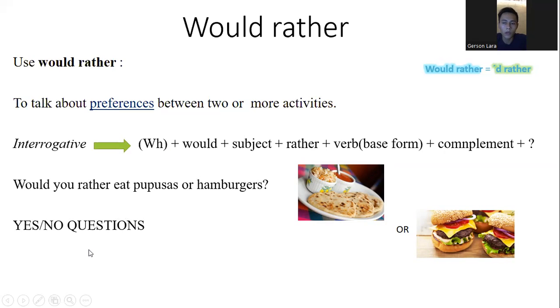In the yes/no questions, we have an example. Would you rather play soccer? And here we have just one option. And you can say, yes, I would rather, or no, I'd rather not. Would rather has a contraction, which is I'd rather.